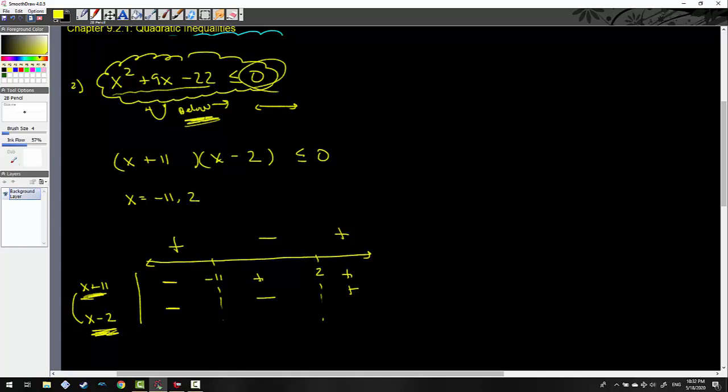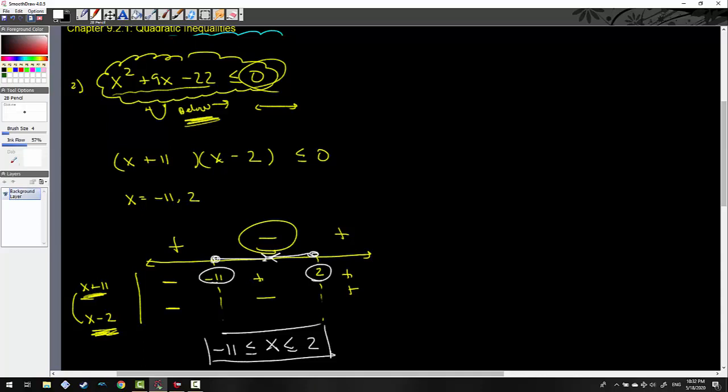So any number that's below 0 is going to be a negative value, which means I am locked in between negative 11 and positive 2. So I can say then that x has to be in between negative 11 and 2, and I write my compound inequality like that. And I believe that will be enough to wrap it up for this video.